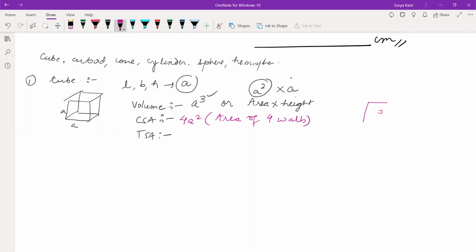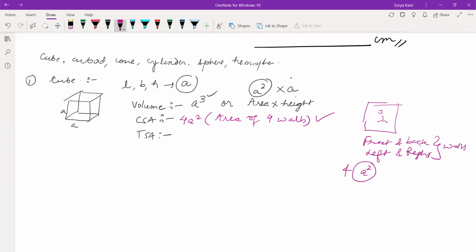If you're sitting inside a room, we are talking about the front and back walls, left and right walls. One wall's area is A square. So how many walls are there? 4 walls. So 4a square. Yes, very good. Now what is TSA?